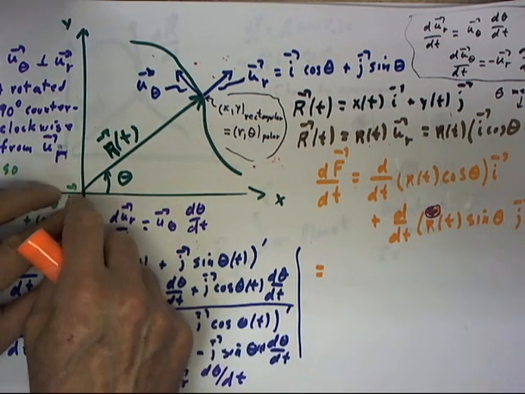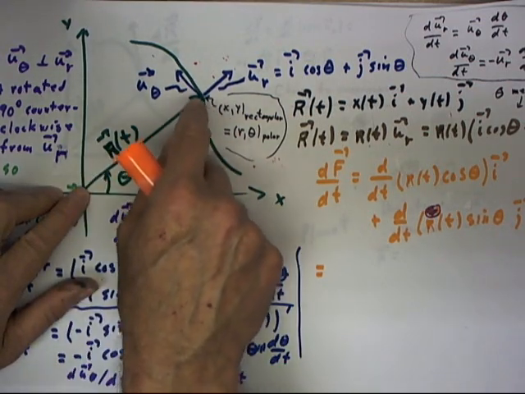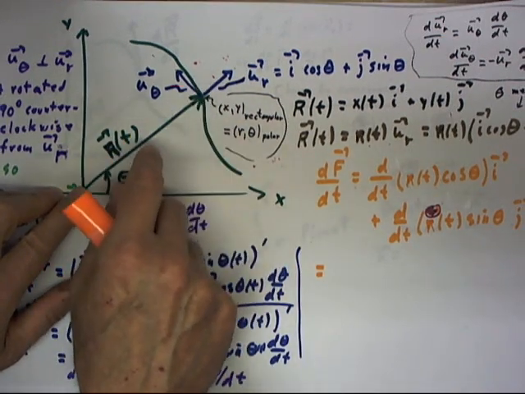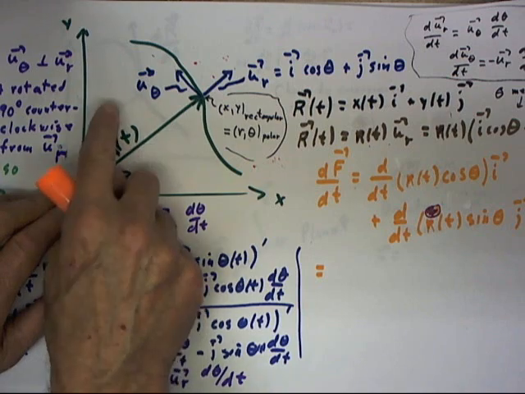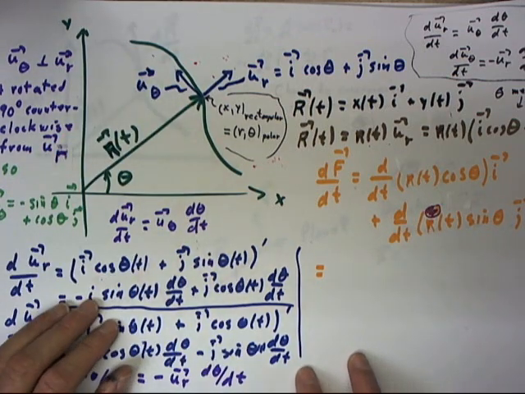And we see that if the length of the vector, the magnitude, changes, that's going to be a change in the direction of u sub r, if the vector gets longer or shorter. And if the vector changes direction, it's going to cause a change in the direction of u sub theta.